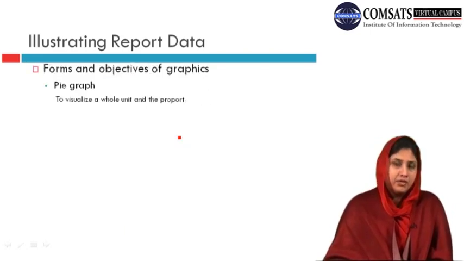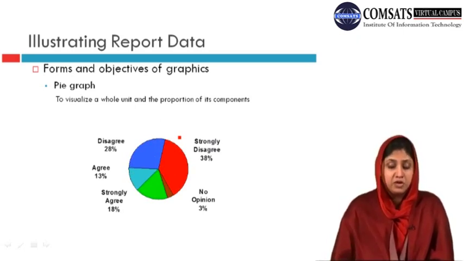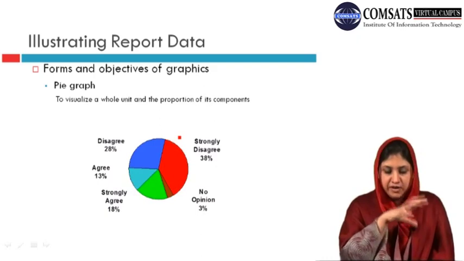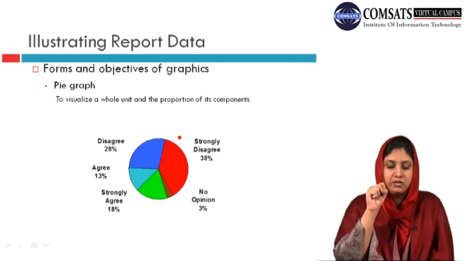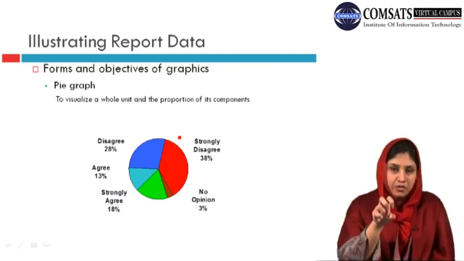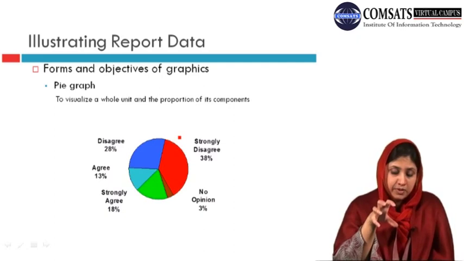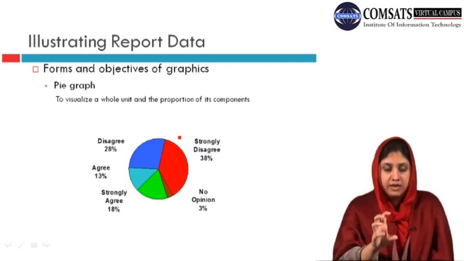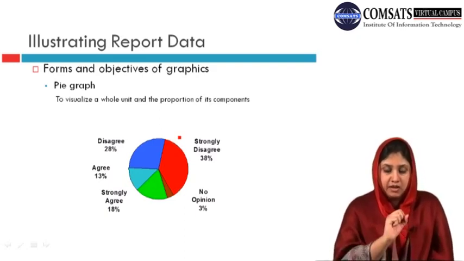Now, pie graphs are another kind of visual aid, and they are good to visualize a whole unit and the proportion of its components. So if you are trying to show the entire thing in one image, and then you want to show how many of them disagree, agree, and you want to focus on one aspect, the pie graphs give you this opportunity by picking up one of them.